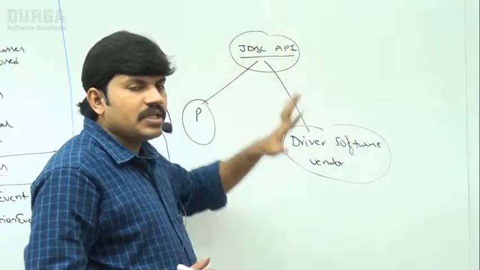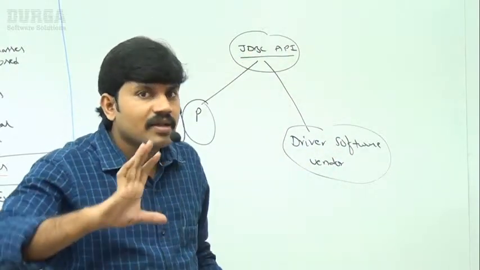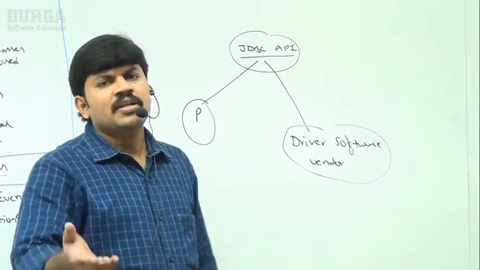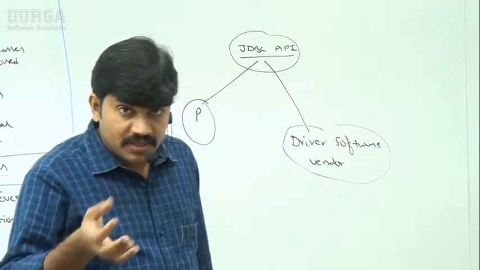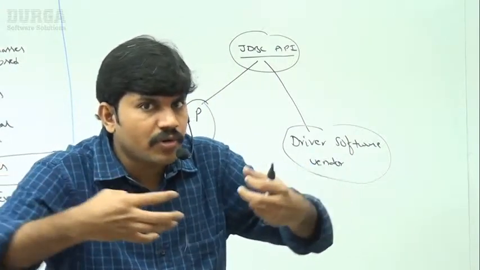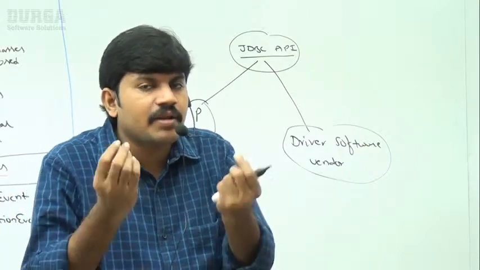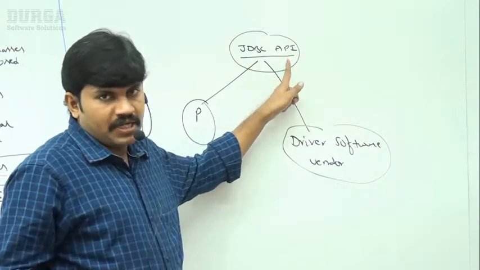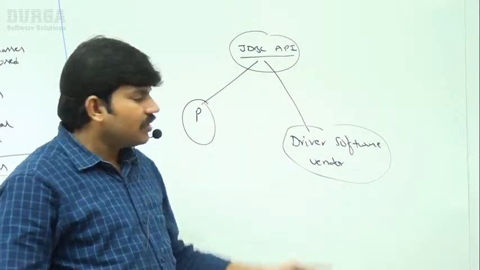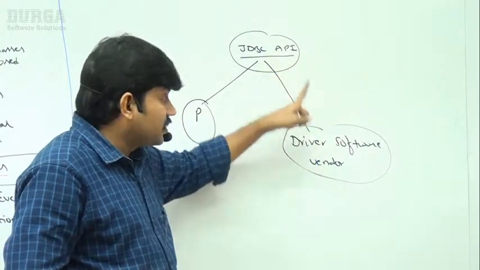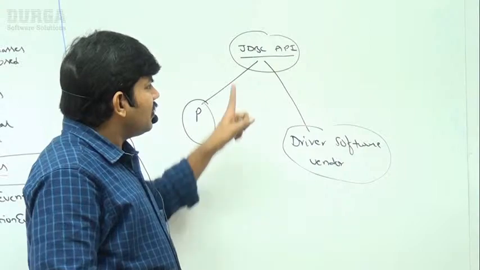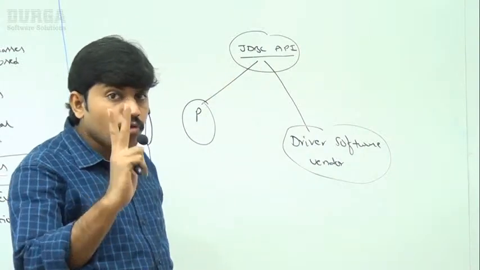So the JDBC API defines several classes and interfaces which can be used for database communication. The classes and interfaces are things like DriverManager, ResultSet, Connection, Statement. All these words related to our JDBC application are available from the JDBC API. So the programmer can use this API to develop a JDBC based application, and the driver software vendor can use this JDBC API to develop driver software. Clear, right? Okay.